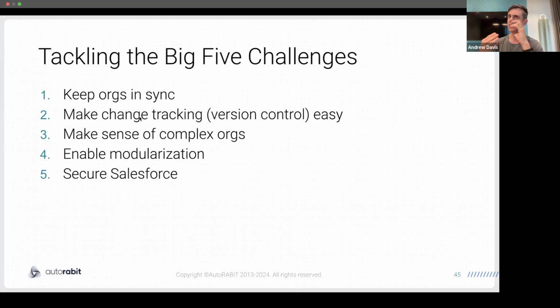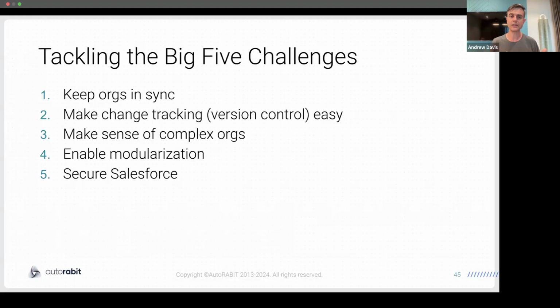If you can't track changes, you don't really know who's putting things in there and when, and why things got in there, and whether it is meant to be like that. If you can't understand your complex org because of a lack of modularization, you can't really secure Salesforce. Fundamentally, if you can't understand the system, you can't secure it.